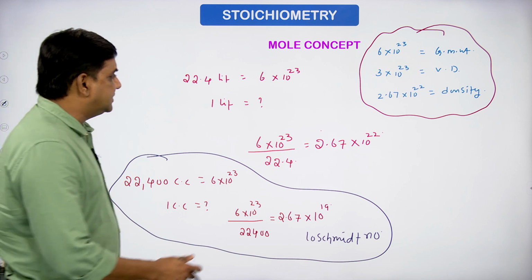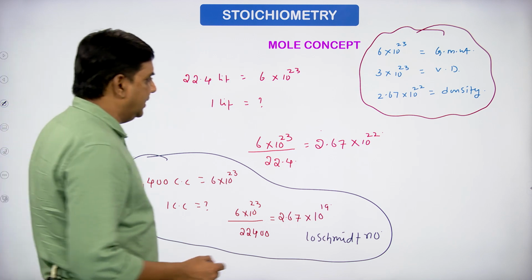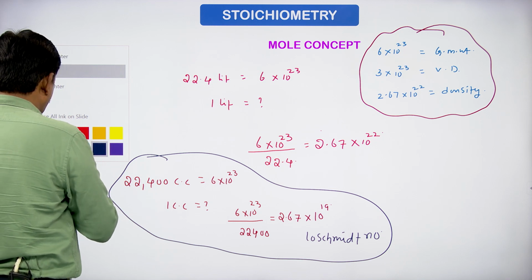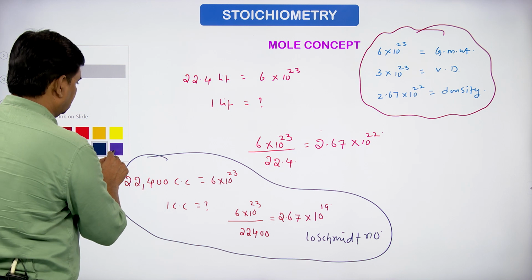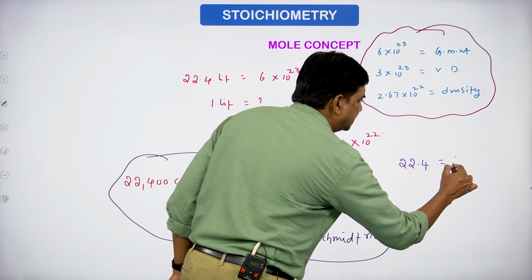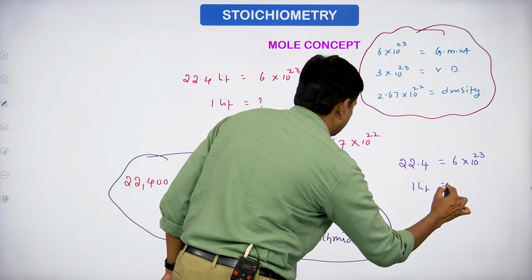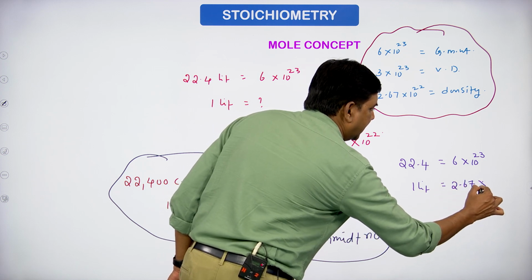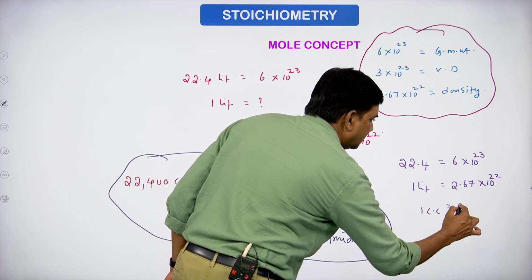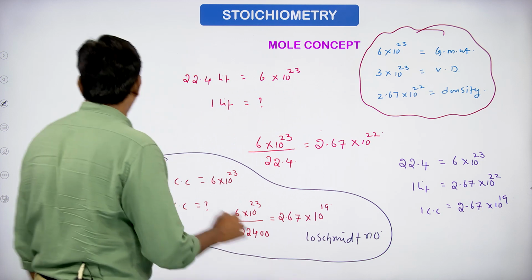And this is the number of molecules present in 1 liter. So we can write like this. 22.4 liters contains 6 into 10 power 23 molecules. 1 liter contains 2.67 into 10 power 22, and 1 cc contains 2.67 into 10 power 19 molecules.